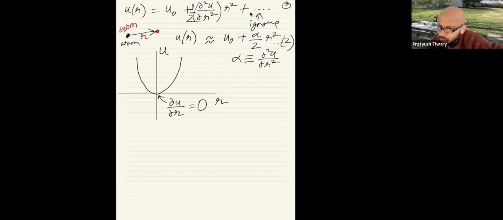So we are talking about small oscillations, okay? And furthermore, if you look at equation 2, are the oscillations symmetric? Is minus R or plus R any different from each other? No, right? The penalty in the energy is the same.